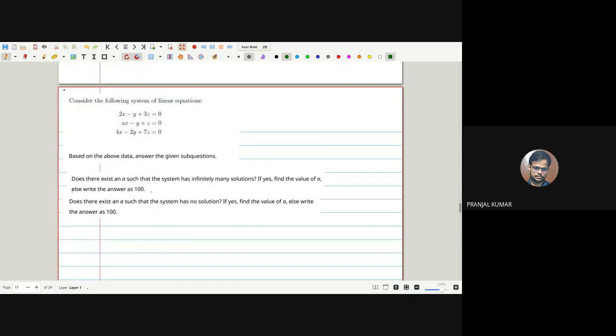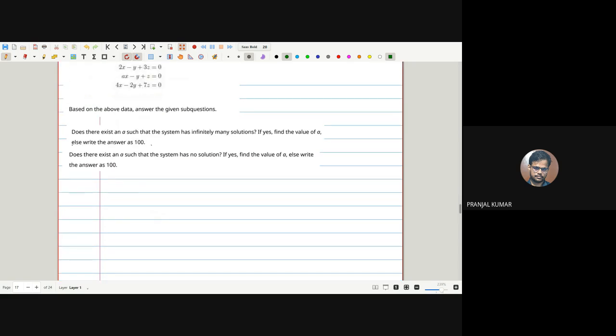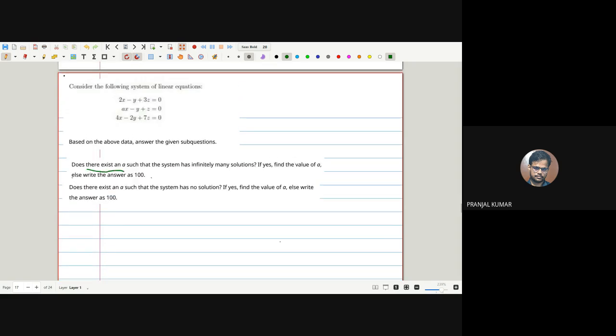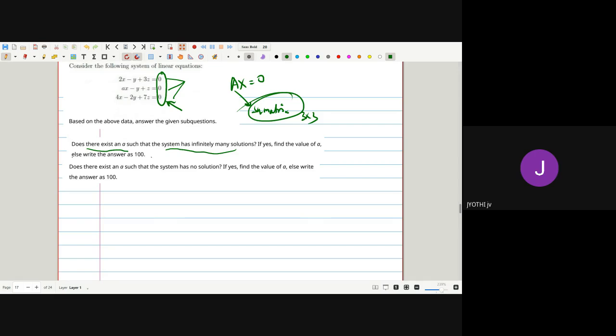Okay, so now this question: consider the system of linear equations. So we have this system. Does there exist an A such that the system has infinitely many solutions? First of all, see what the system is. This is a system of 3 equations in 3 variables. Also you can see that this B vector is the 0 vector, so this is a homogeneous system, Ax equals 0. Now A is a square matrix, 3 cross 3. So does there exist an A? First of all, write the A matrix.